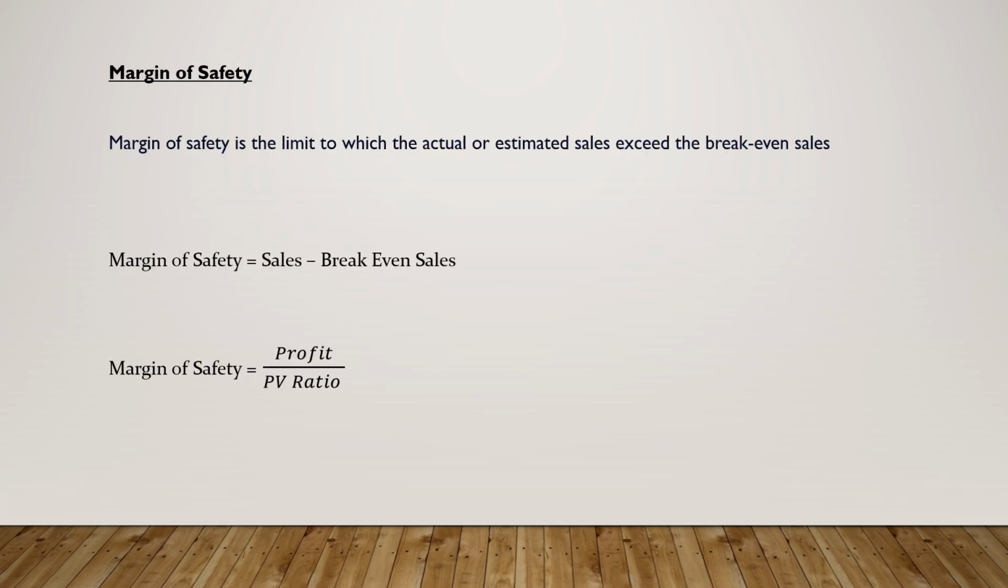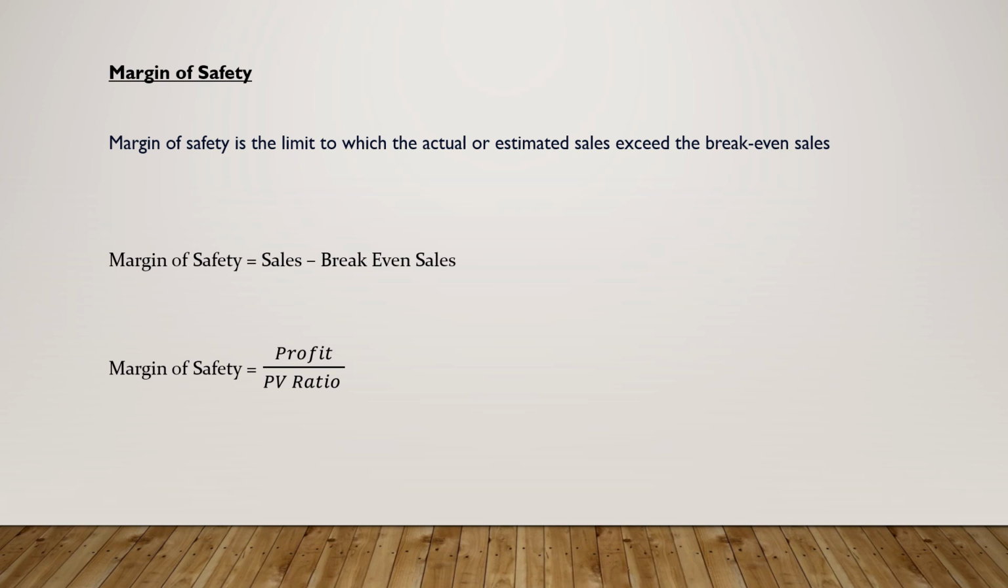Next is margin of safety. Now, margin of safety is the limit to which the actual or estimated sales exceeds the break-even sales. So this comprises two parts: sales and break-even sales. It represents the extent to which your sales or production can decline before the business starts incurring losses. So you can easily determine margin of safety.